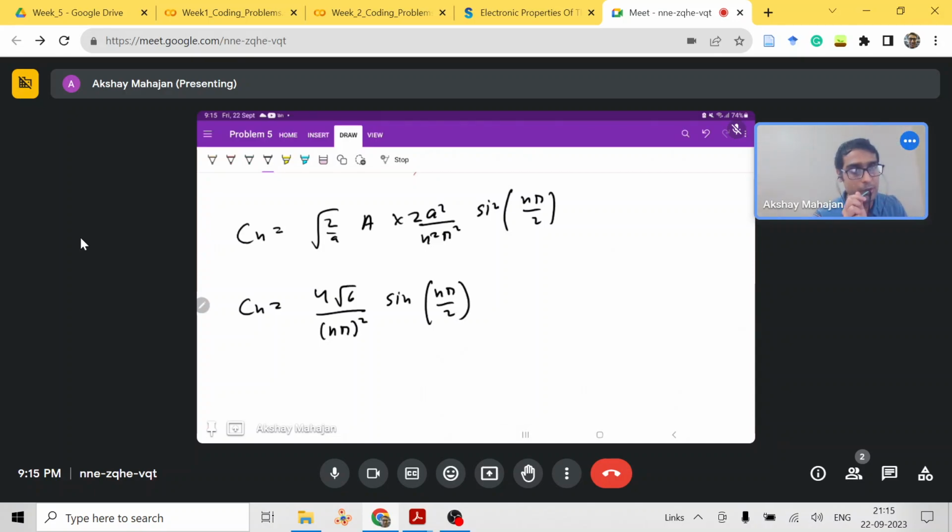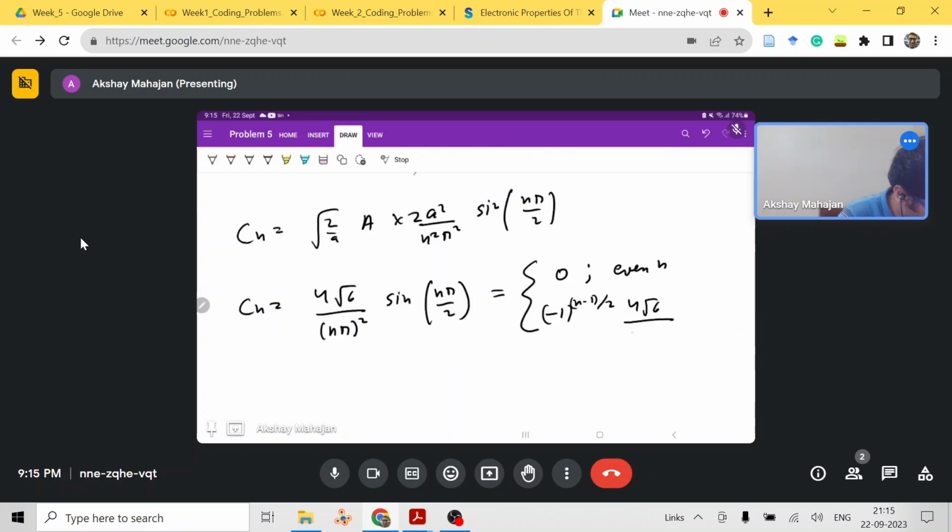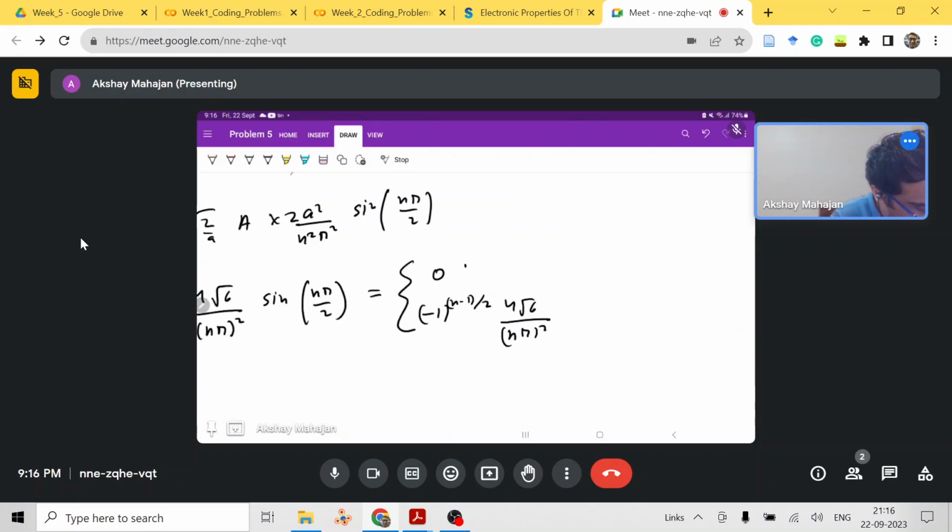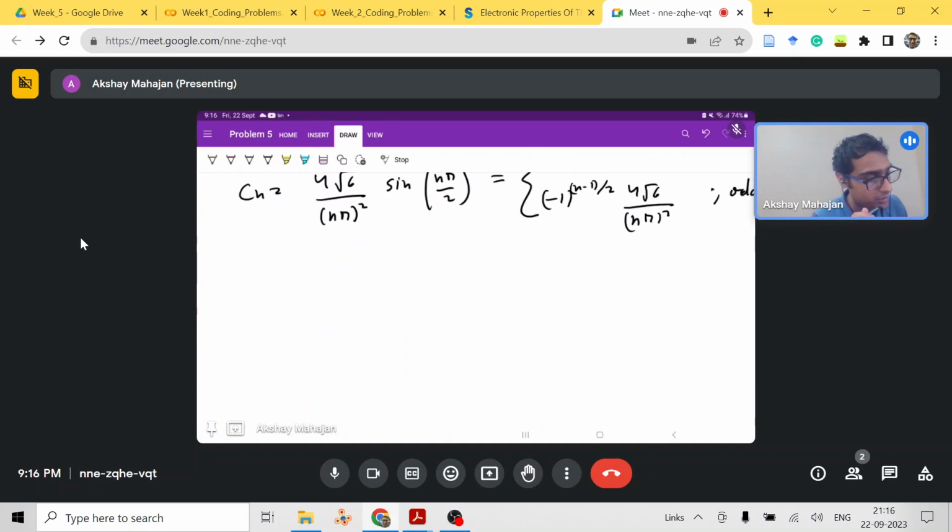We just have to put the value of A, and this will be 0 for even n, and for odd n it will be equal to minus 1 to the power n minus 1 by 2 times 4 root 6 upon n pi whole square. So this will be our Cn values.